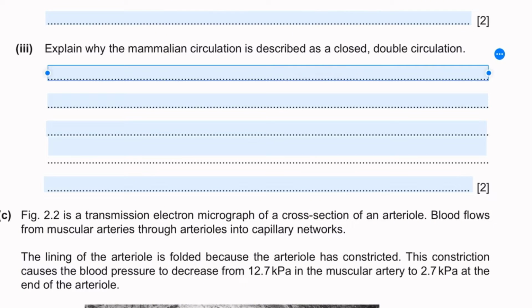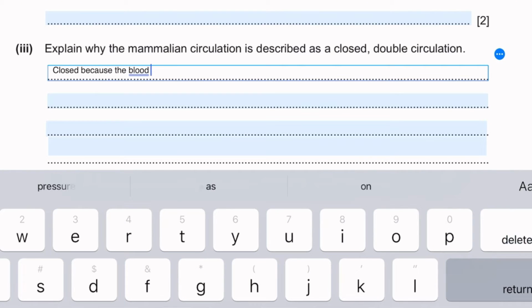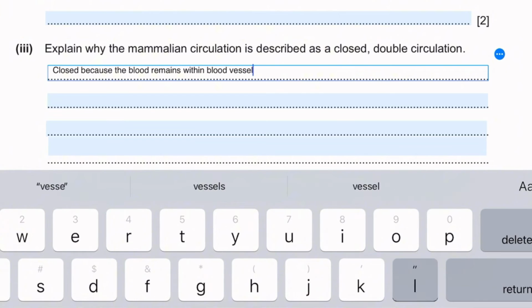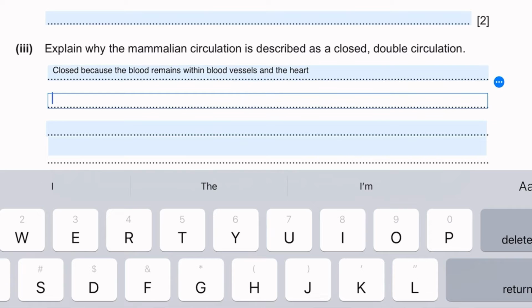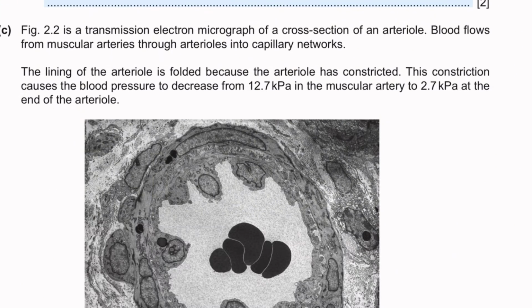So, closed because blood remains within blood vessels and the heart, and then you can mention double circulation means blood passes through the heart twice in one complete circuit.